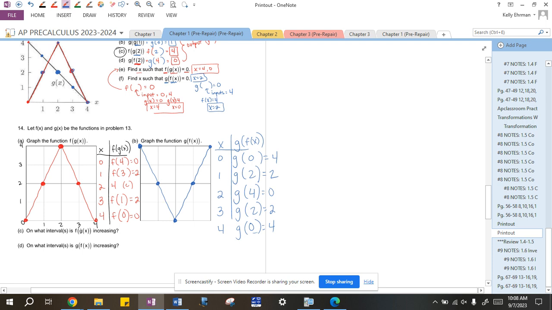On what intervals is f of g of x increasing? That's the first graph, right? So where's the interval where the graph is increasing? 0 to 2, never including the endpoints. When is g of f of x decreasing? So go to the blue graph. That's also 0 to 2.